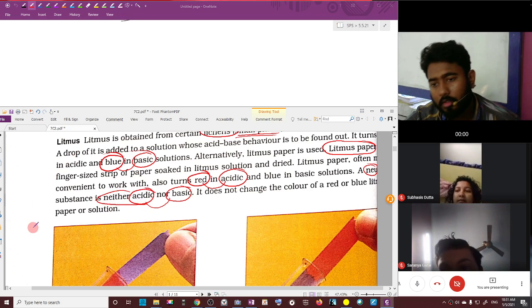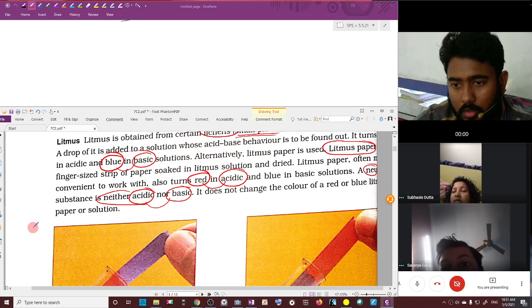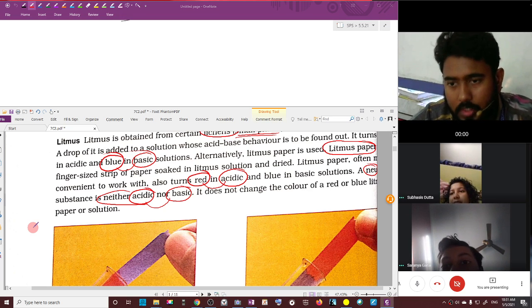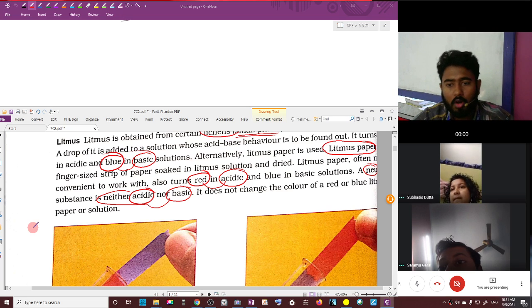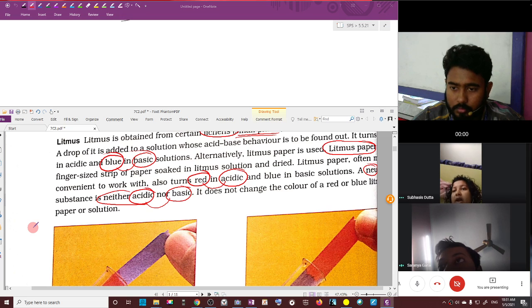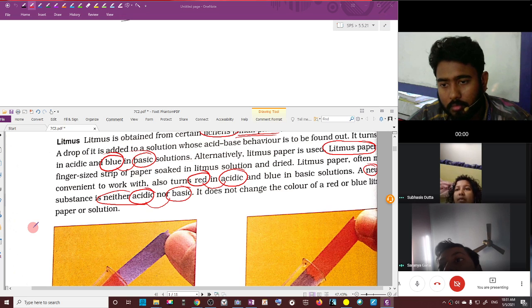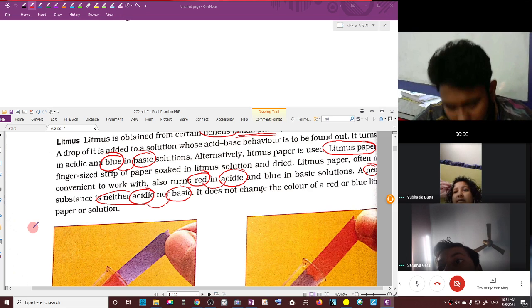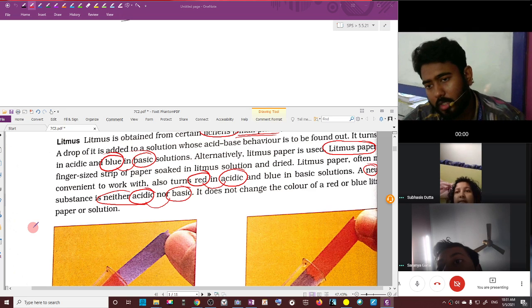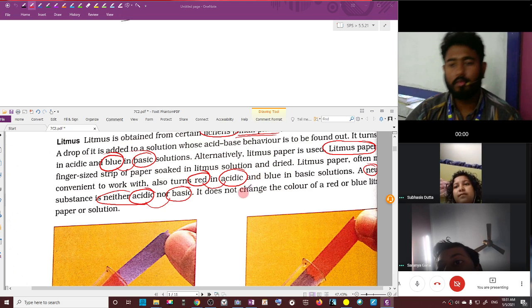So all of you turn on your audio and repeat after me. Blue in basic. Red in acidic. Neither acidic nor basic, it will be neutral. Again repeat after me. For litmus, blue in basic, red in acidic, neither acidic nor basic, neutral. Is that clear? Okay. All of you turn off your audio.